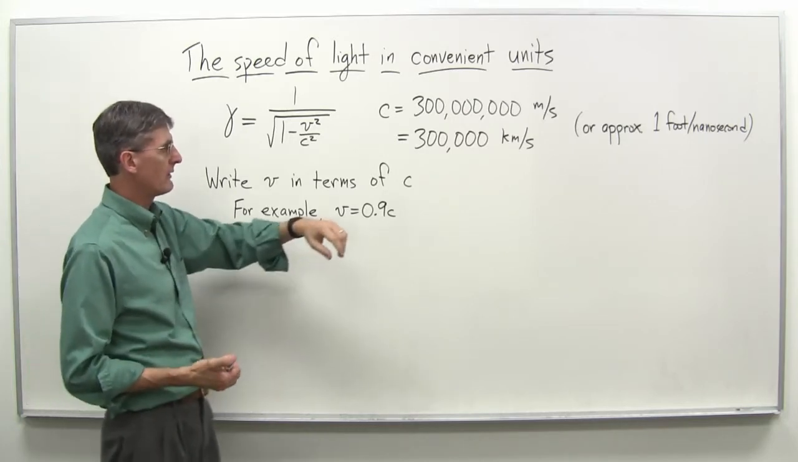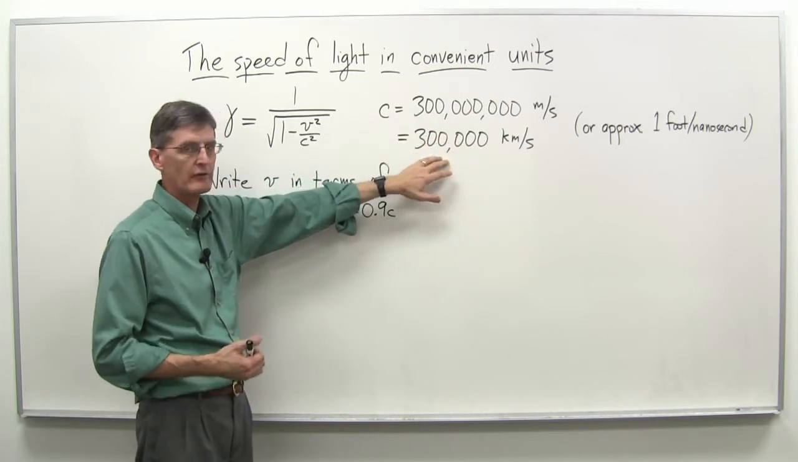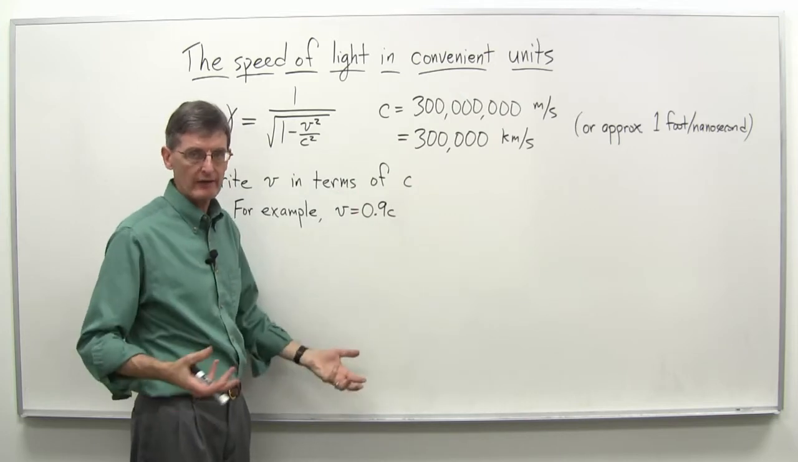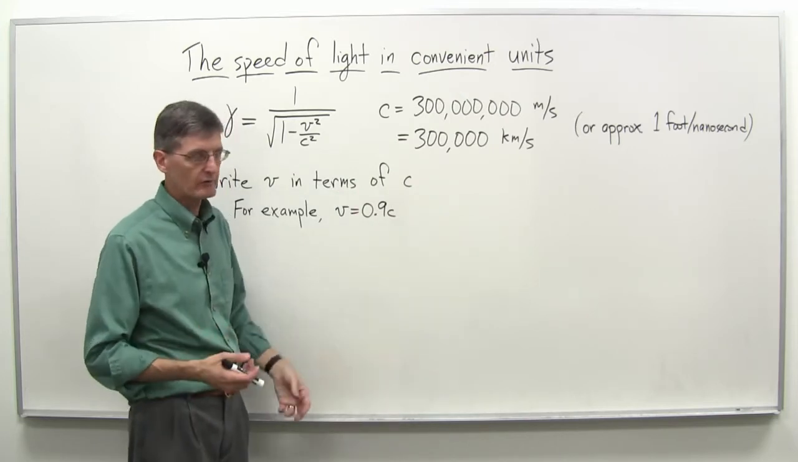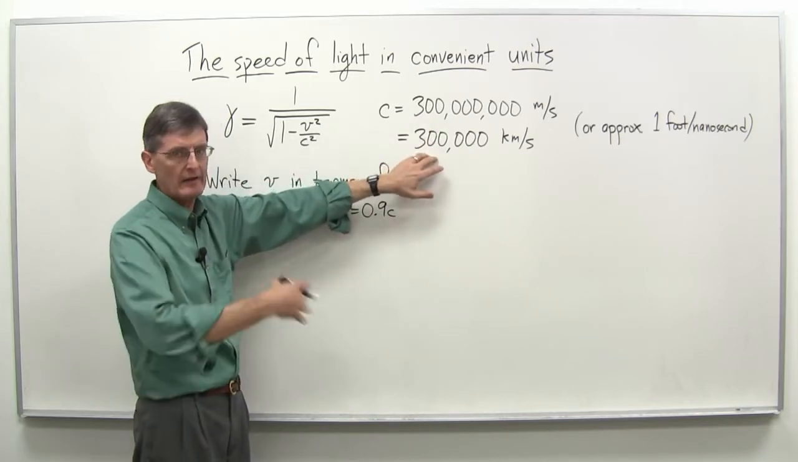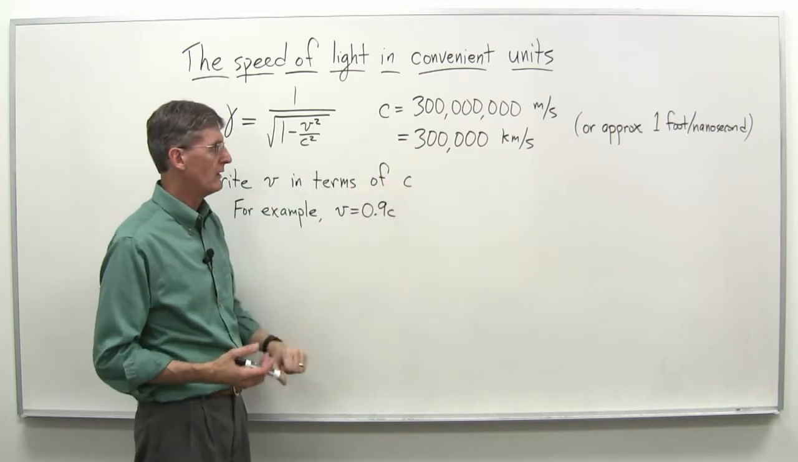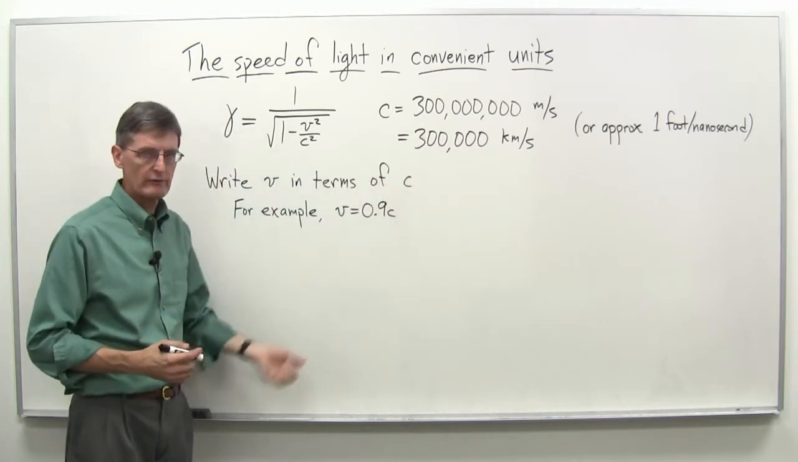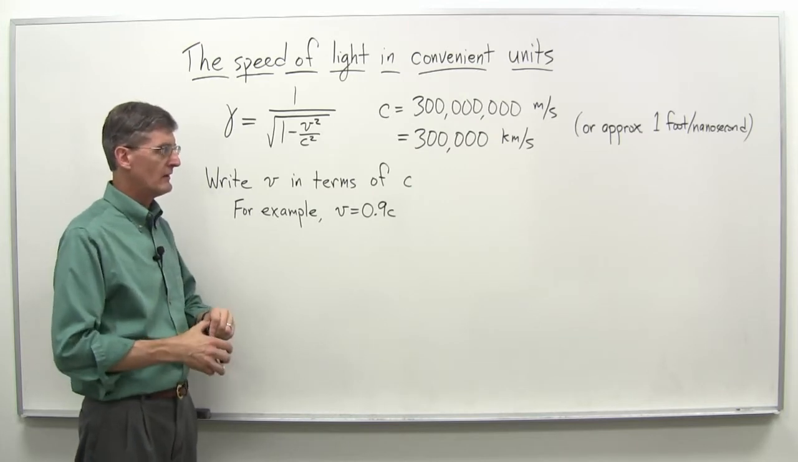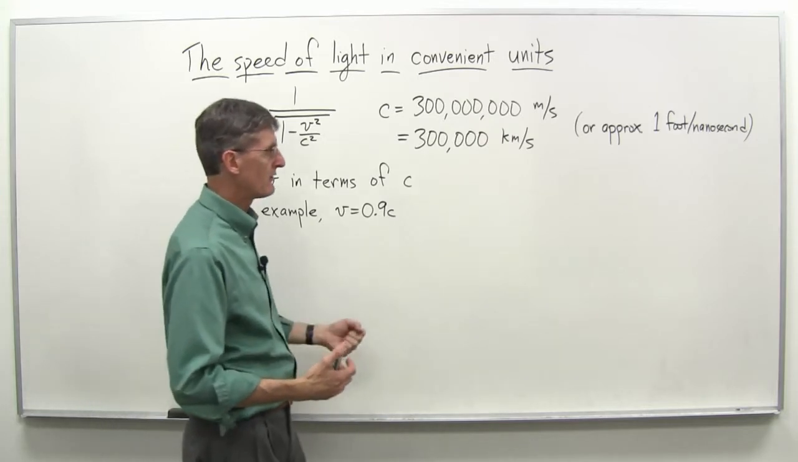And we've typically been using the speed of light as 300 million meters per second or 300,000 kilometers per second. You can do it in miles per second, 186,282 miles per second. And if you want to be a little more precise, it's actually 299 and some other digits. But for our purposes, it's perfectly legitimate to just take 300,000 kilometers per second or 300 million meters per second.